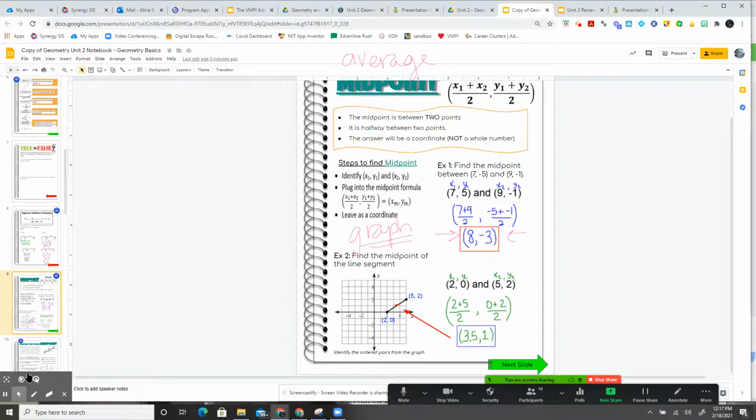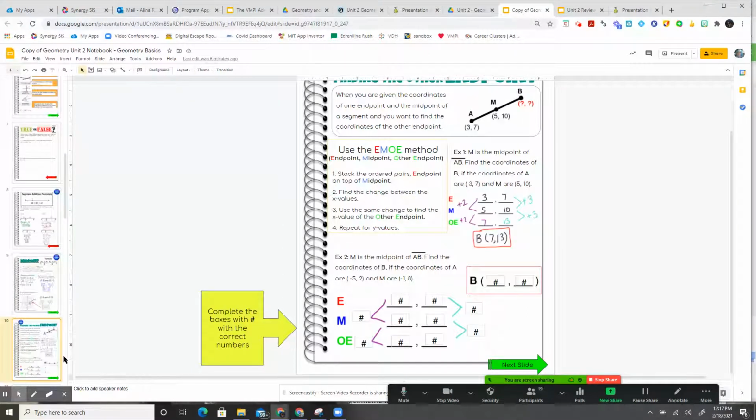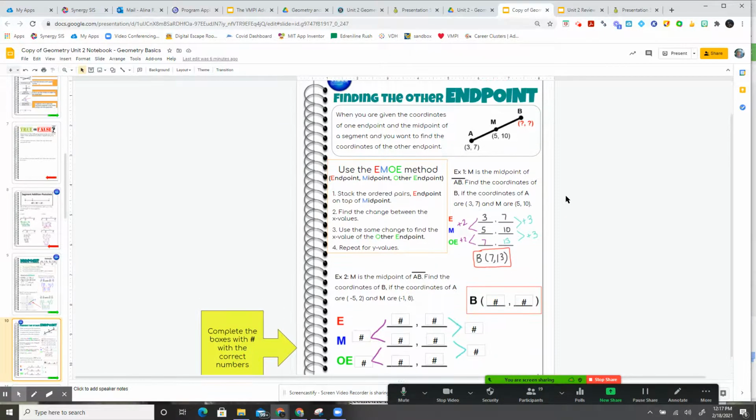Okay. Questions, comments, concerns, worries? Take a breath. Okay. Slide 10. How does slide 10 change from slide 9? What's the different question?